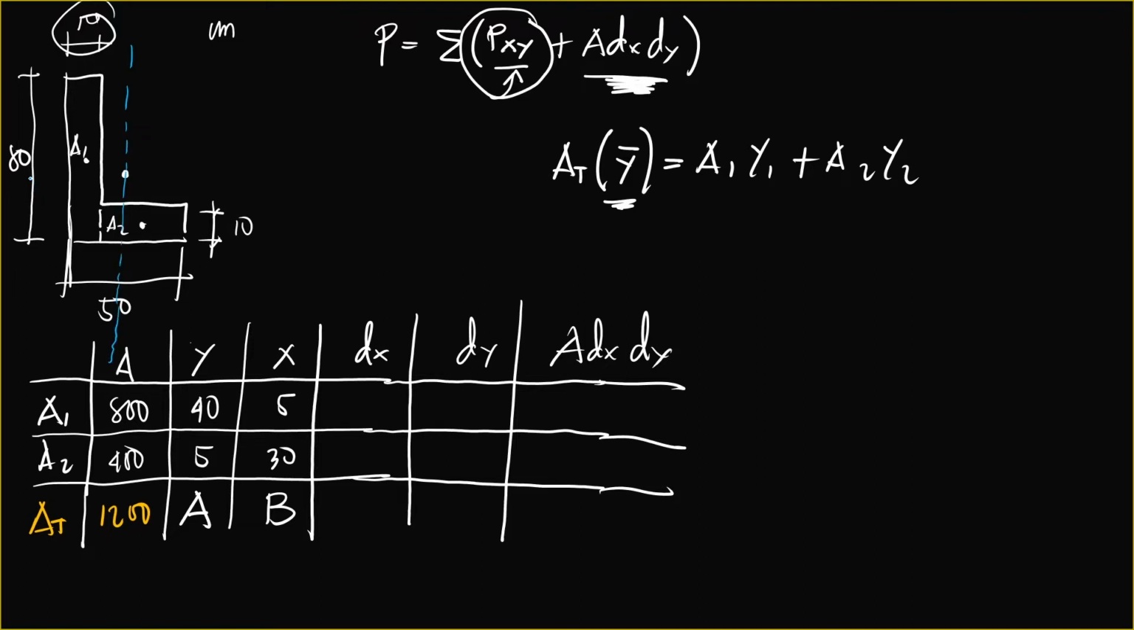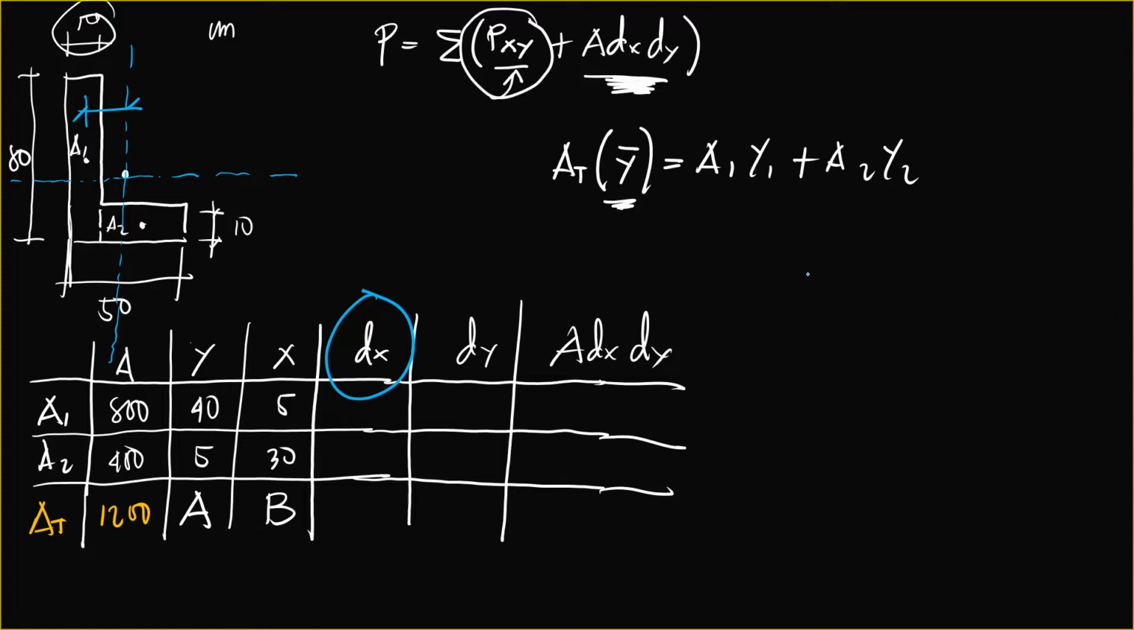Here is the x. What is the distance? DX along the x-axis is the distance of A1 from the centroid of our composite shape. This distance is 8.333. How do we get 8.333?